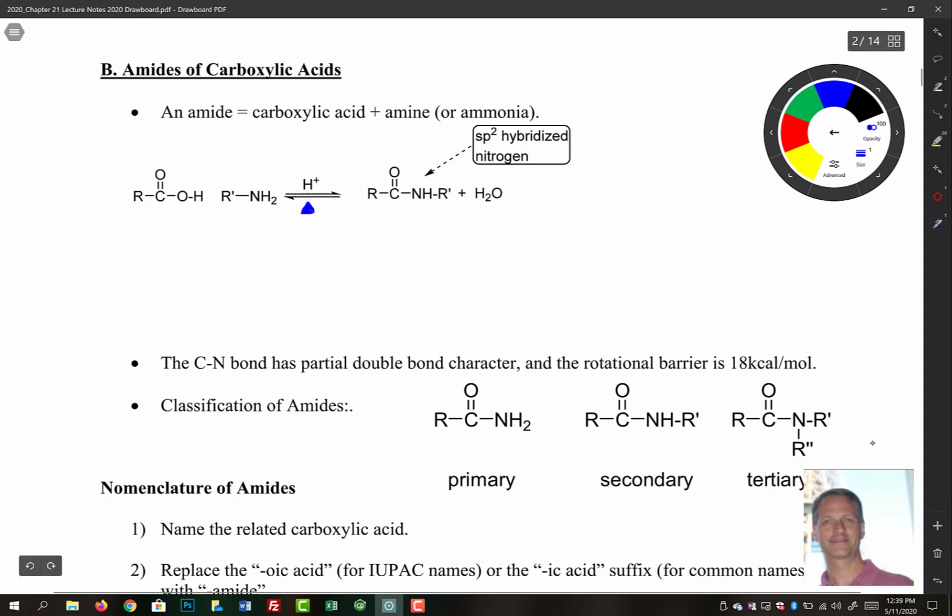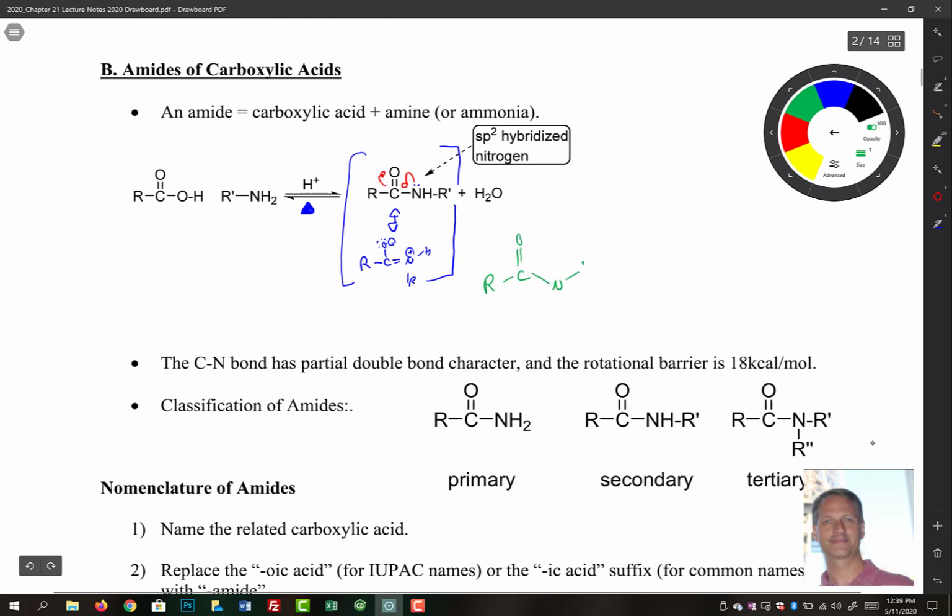Now remember that nitrogen here is sp2 hybridized. So it is in resonance, if you recall, with the carbonyl. So you get your R, O minus, and then your N H R plus. Because you have that sp2 character, you do have a little bit of restricted rotation around that nitrogen carbon bond.